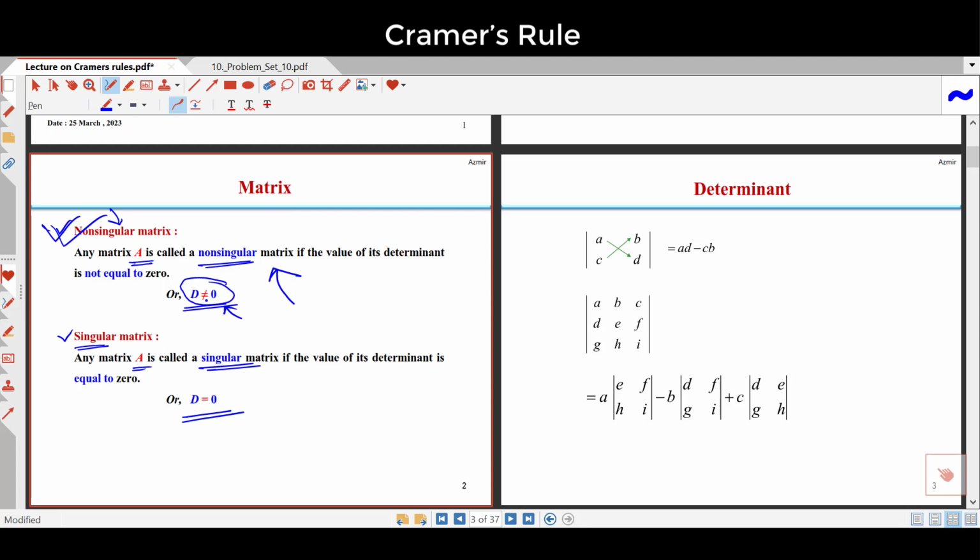So from that system, we are at first finding a square matrix from the coefficients. If the square matrix has a determinant that is not equal to 0, then only Cramer's rule is applicable, otherwise not. So Cramer's rule is not applicable for a singular matrix, remember. Since non-singular and singular matrix are based on determinant, and Cramer's rule is based on determinant, let's see how we can find the determinant of any square matrix.